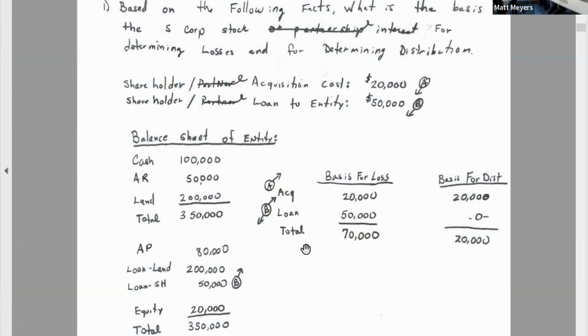Okay, so with this data, can you tell me, and the answer's on the page, what the basis for distribution is for the S Corp and basis for taking losses? So for loss purposes, you include acquisition cost, and then you also get to include the fund from the shareholder to the entity. And then for distribution purposes, it's only the acquisition cost, as there's really nothing that comes towards that one. Okay.